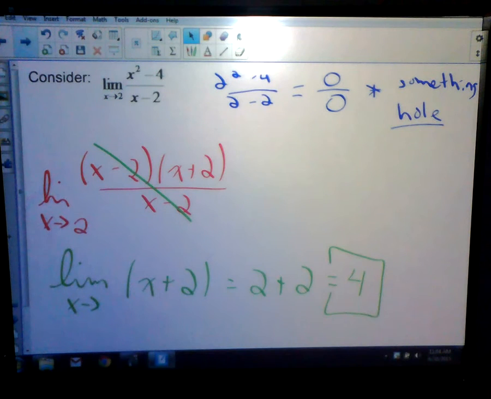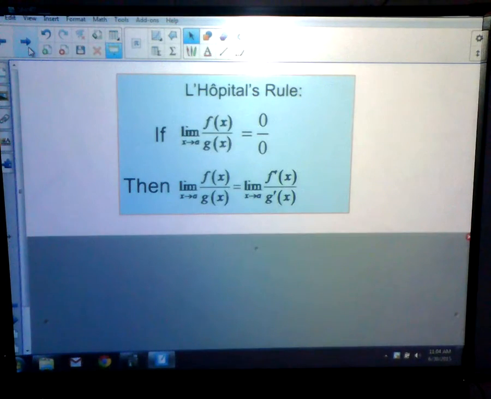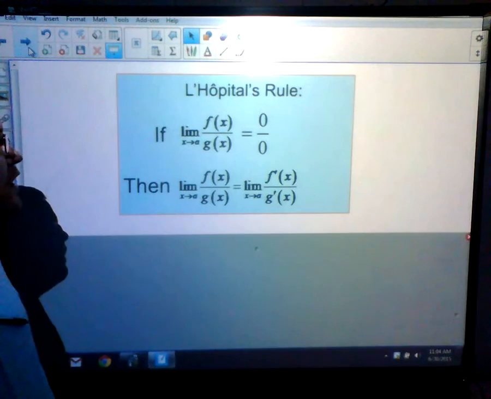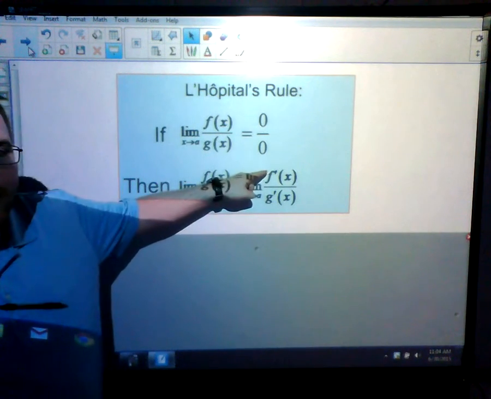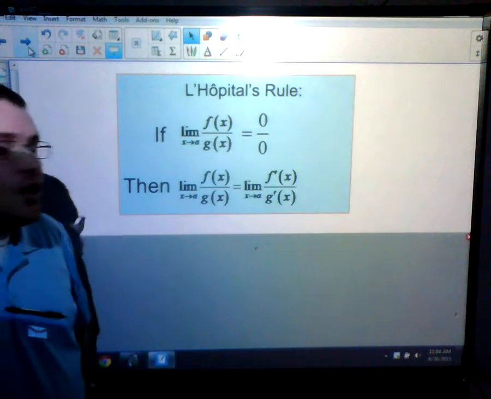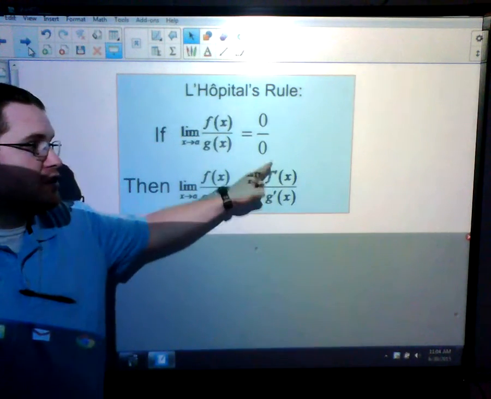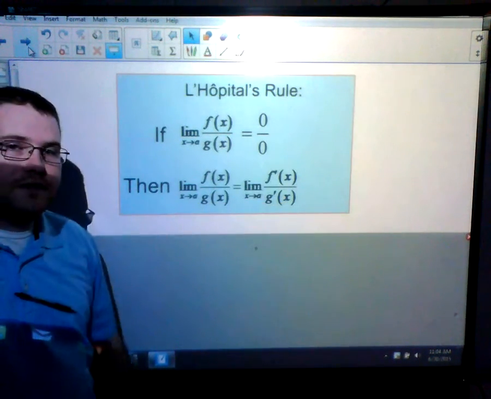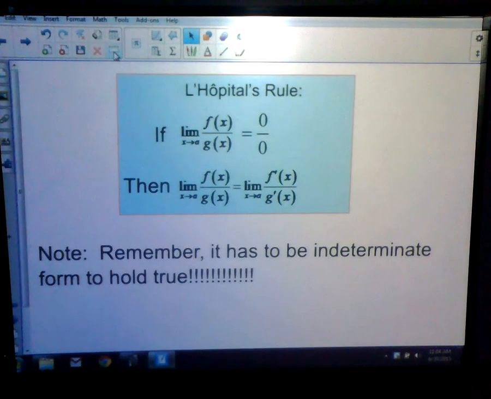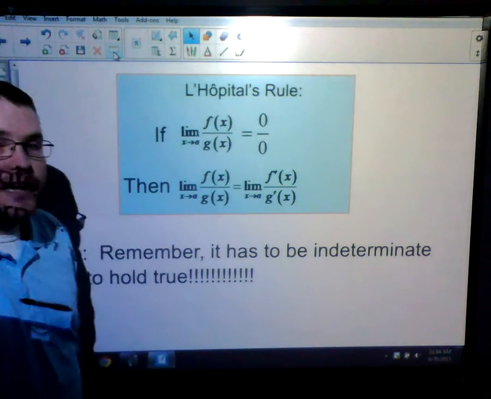But what if you can't factor it? What if it's a type of problem where it's too difficult to factor? That's when we're going to do L'Hopital's rule. If you get 0 over 0, what we're going to do then is take the derivative of the top and the derivative of the bottom and try it again. Notice this isn't quotient rule. This is just the derivative of the top, just the derivative of the bottom, and try it again. It has to be indeterminate form to be true. If you don't get 0 over 0, then you can't do this.